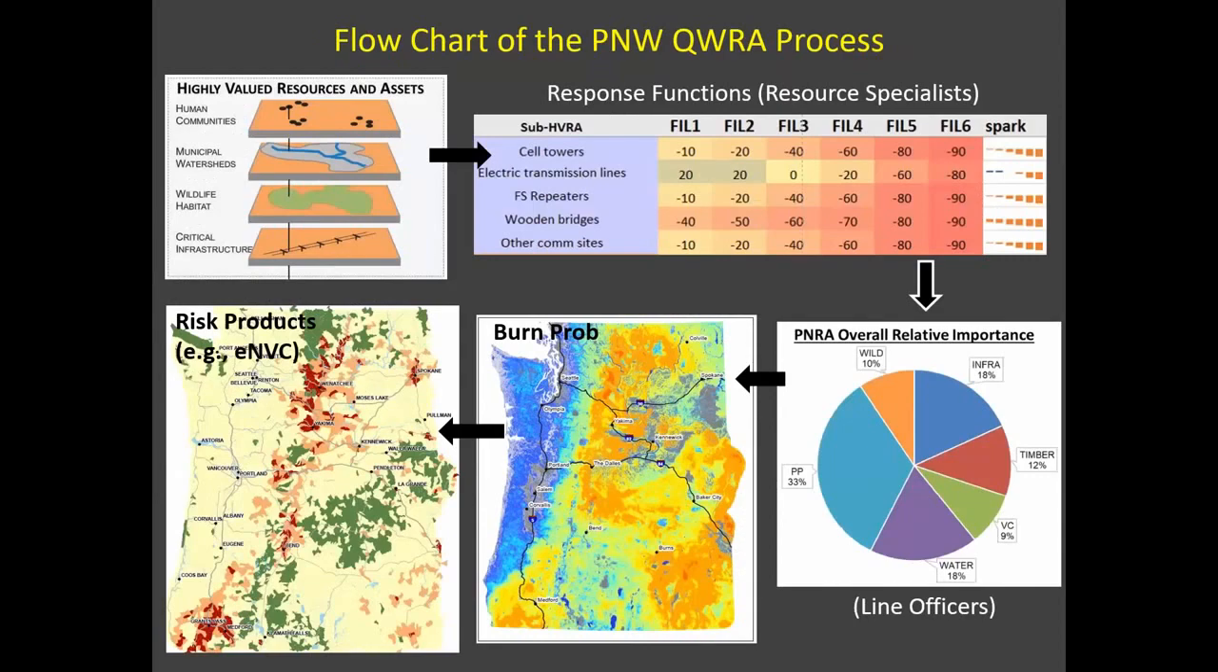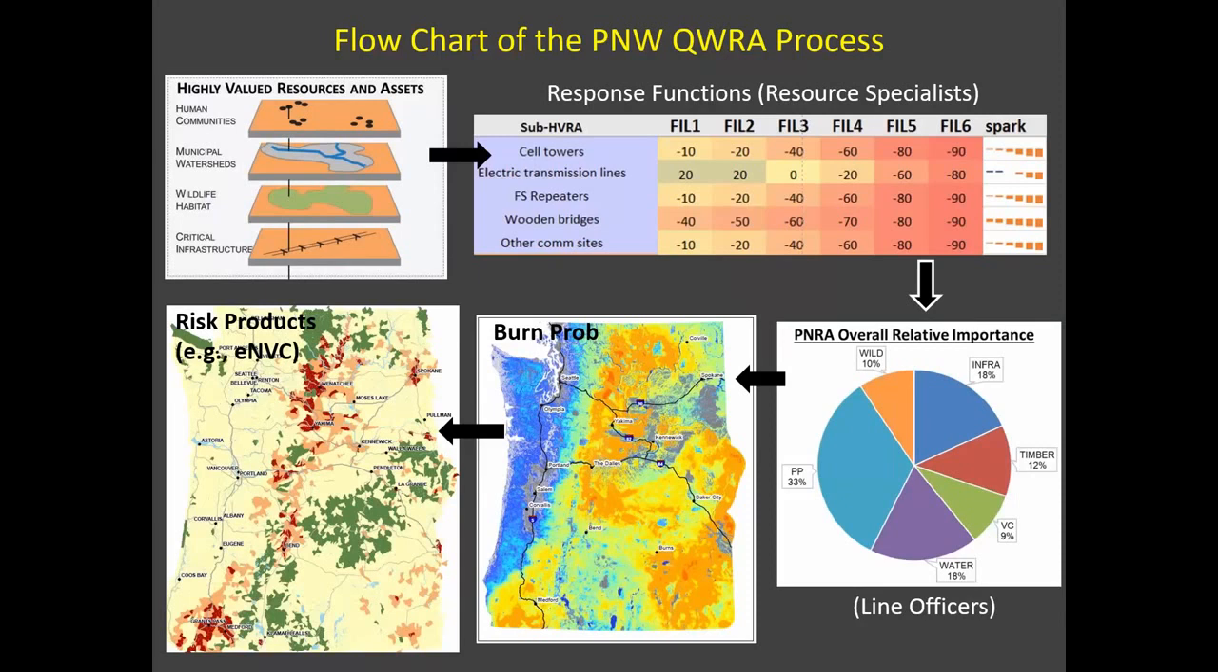So this is the risk assessment process to give you a feel for what happens. We first start with those HVRAs. We then assign response functions based on intensity levels, so that FIL1 is flame length from 0 to 2 feet, and 2 is 2 to 4 feet, etc. And the positives, you can have up to 100% positive benefit and to a negative 100 negative benefit. And so each of these things we care about respond positive or negative to fire. And so the response functions are developed for all those HVRAs that I showed previously.